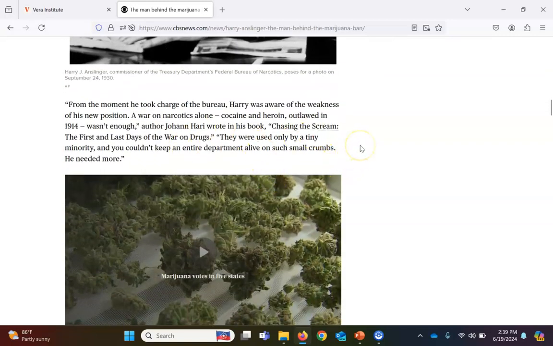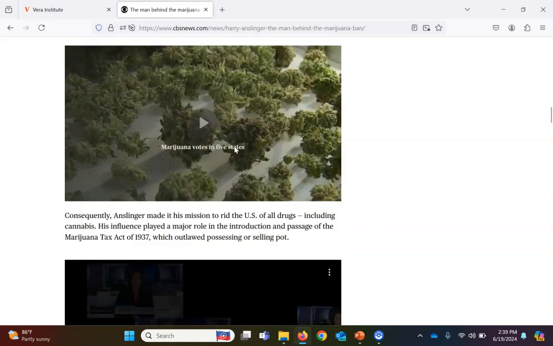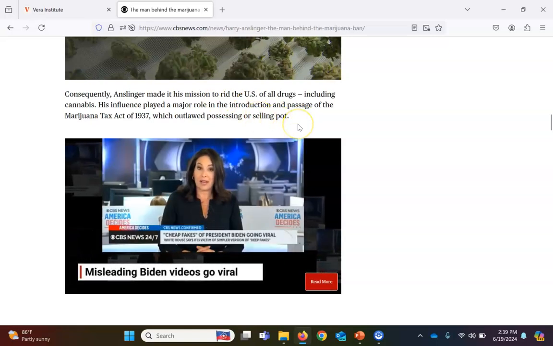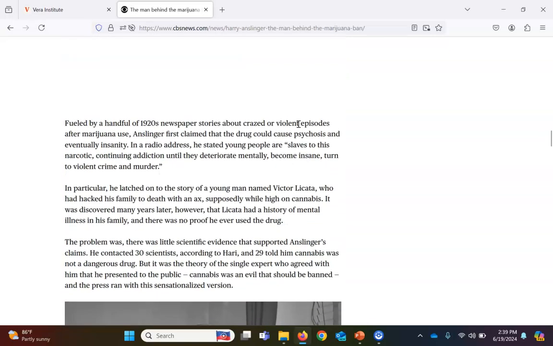There's a book called Chasing the Scream: The First and Last Days of the War on Drugs, by Johann Hari. From the moment he took charge of the Bureau, Harry was aware of the weakness of his new position. A war on narcotics alone, cocaine and heroin, outlawed in 1914, remember that's the Harrison Act, wasn't enough. They were only used by a tiny minority, and you couldn't keep an entire department alive on such small crumbs. He needed more. As a result, he made it his mission to rid the U.S. of all drugs, including cannabis.